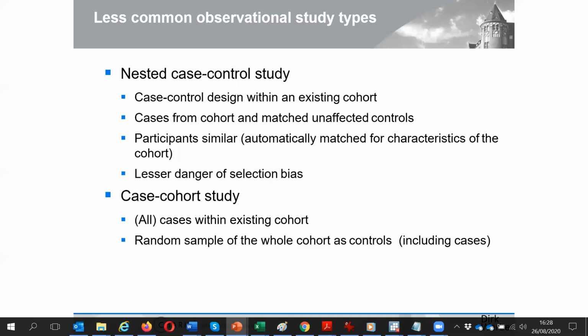Those who develop conditions become the cases. Those who do not become the controls. So this is a good type of design. Why? Because there's less danger of selection bias. One of the bigger challenges when designing case control studies is selecting controls, because your controls and your cases should be the same, except for the condition being investigated.